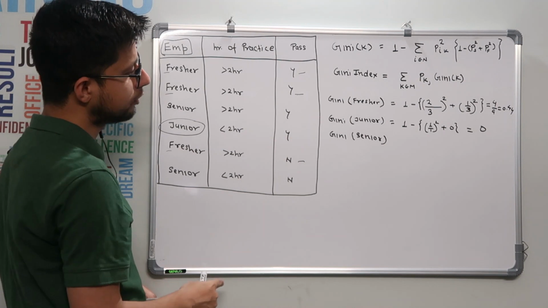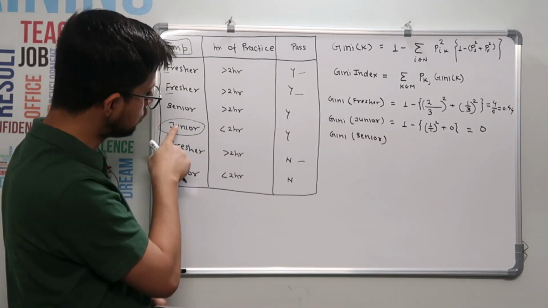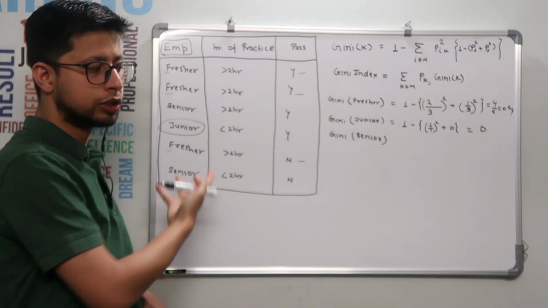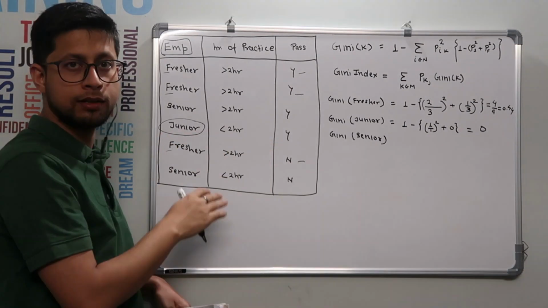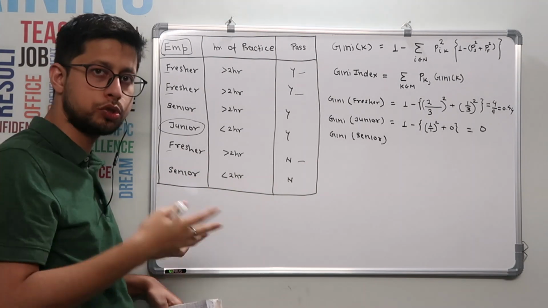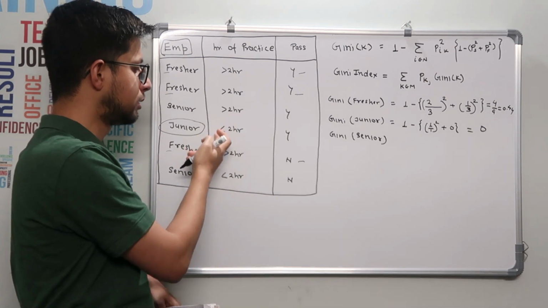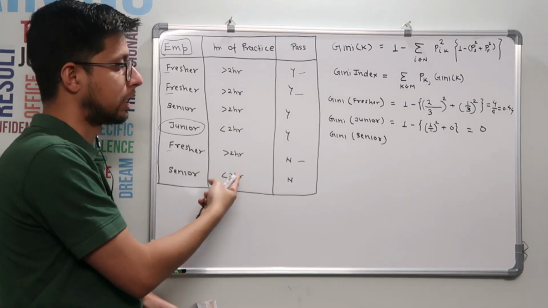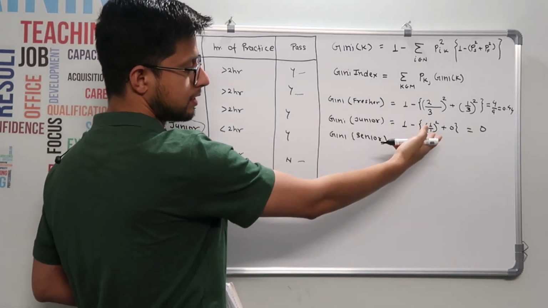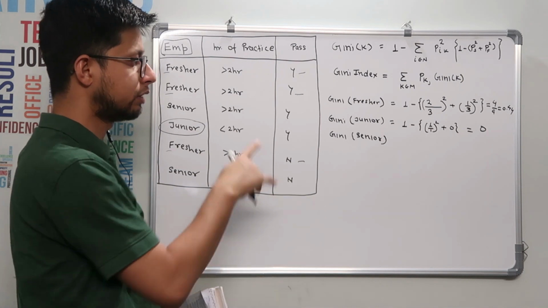And it makes sense, right? There is only one junior and it belongs to yes, so it is a pure node. If you see only junior, then it is pure. If a candidate belongs to the junior category, then he is going to pass the exam, no matter how much practice he has done, based on this much data. This is what we can conclude. That's what Gini means: Gini 0 means it is a totally pure node, and there is no impurity involved here.